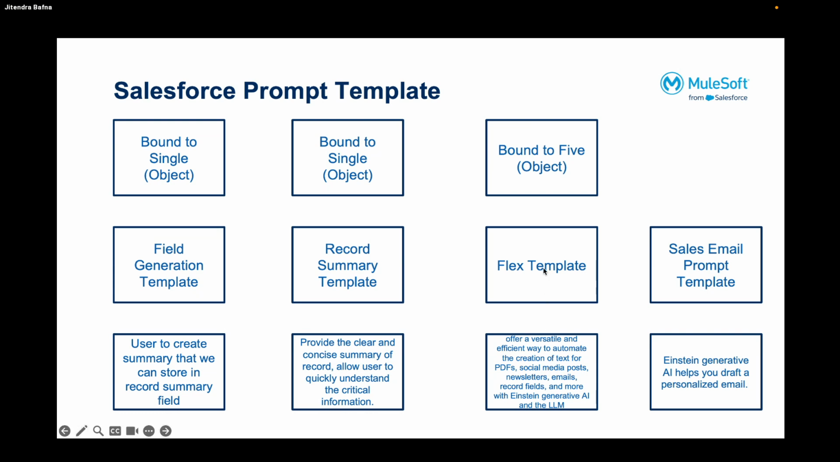Then the flex template. In the flex template it is bound up to 5 objects, or it can call external or custom services also, but you can interact with up to 5 objects or custom services, basically, right? Then we have a sales email template. It is basically used to draft the email. There are a few more we're going to discuss in upcoming sessions.